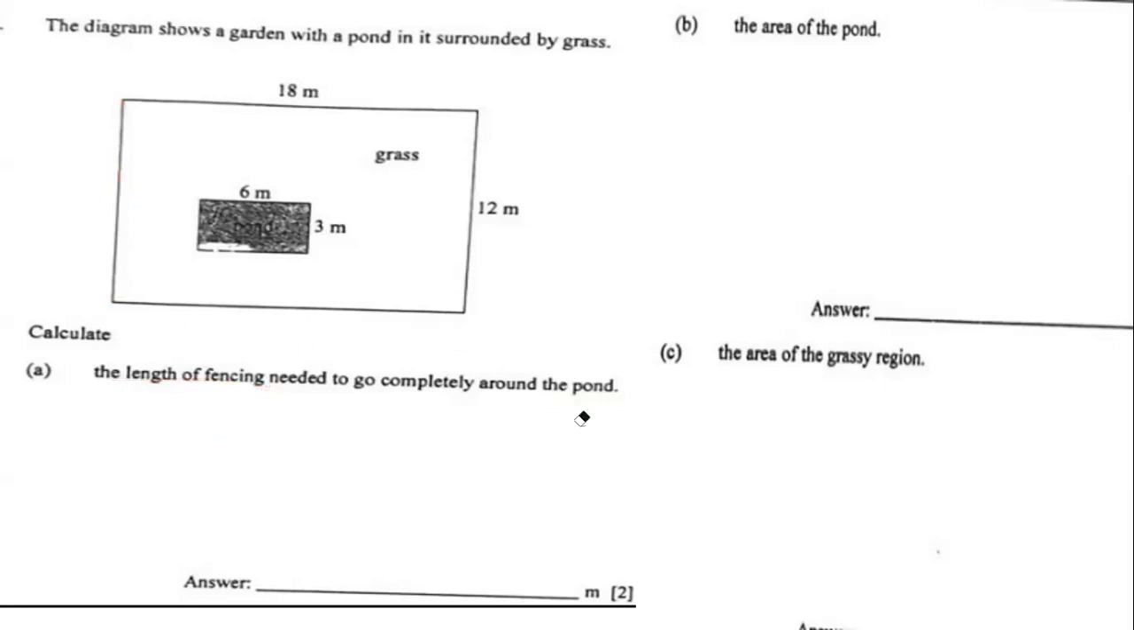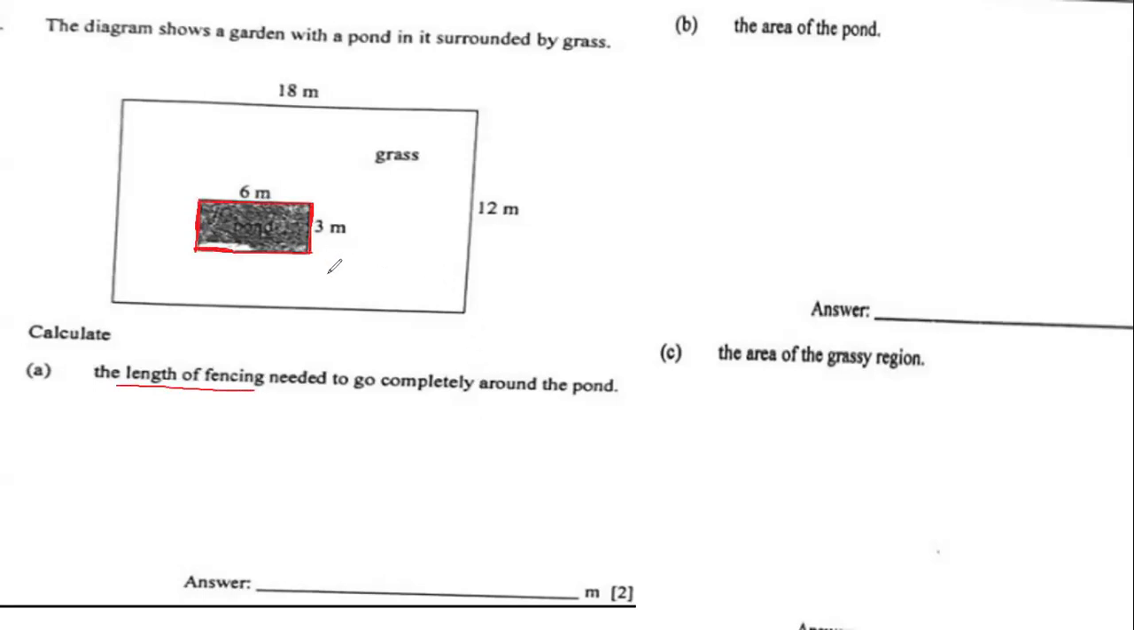Okay. And when I say pond, I mean like the stuff that has water in it. Okay, so let's go. We want the length of the fencing to go completely around the pond.